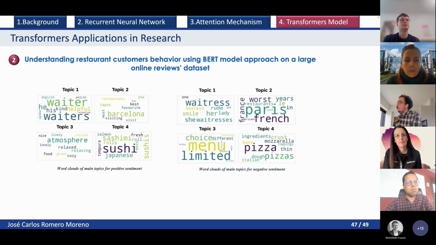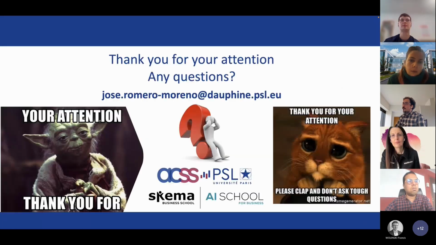And for example, without the transformer model, we were not able to get this kind of information before, because the previous techniques and tools didn't have these performance capabilities. Okay, so that's everything on my side.